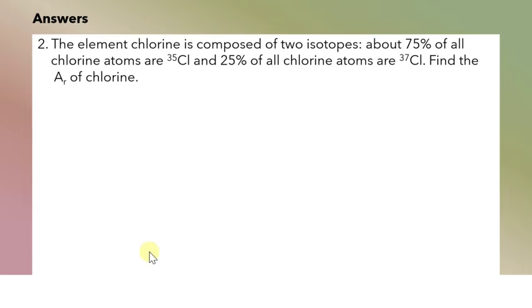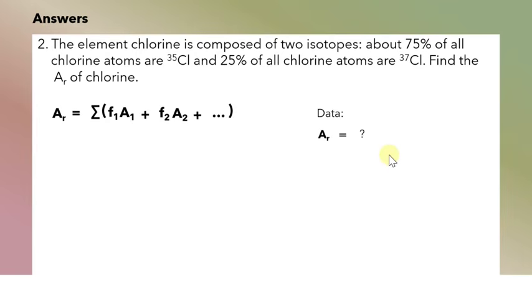About 75% of all chlorine isotopes are 35 chlorine, and 25% of all chlorine atoms are 37 chlorine. Find the relative atomic mass of chlorine. They have not given us any other information apart from this, so we'll say relative atomic mass is given by this formula here. We need to know AR, which is relative atomic mass, is question mark.